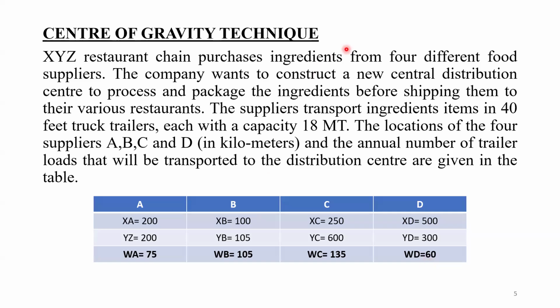So here is all you have. If you wanted to get into these things, you don't want these items: 40 feet truck trailers, each with a capacity of 18 metric ton. So I don't want this. I just wanted the bottom questions. What are the coordinates I have for each site, and what is the weightage towards a particular site available?